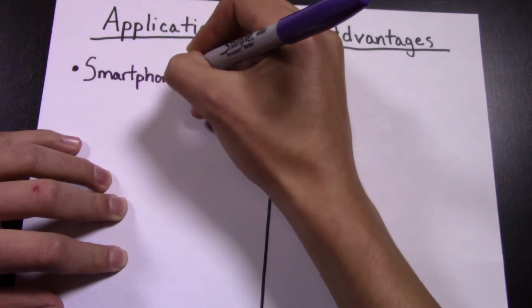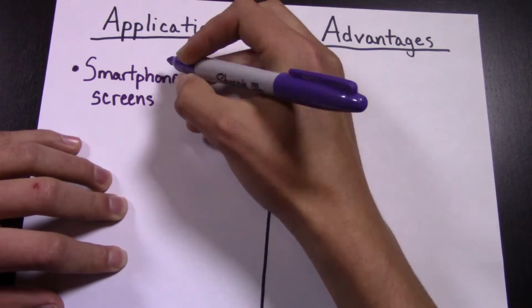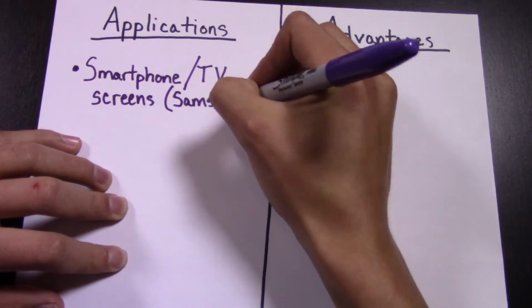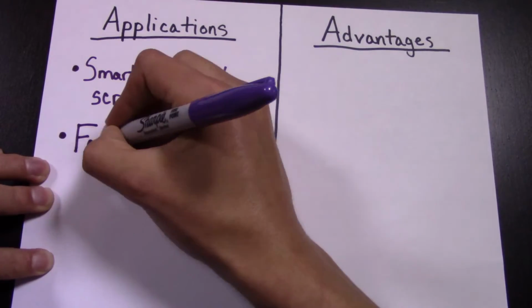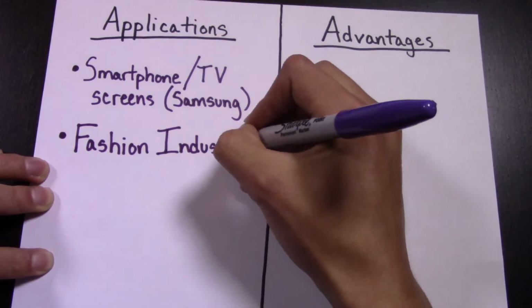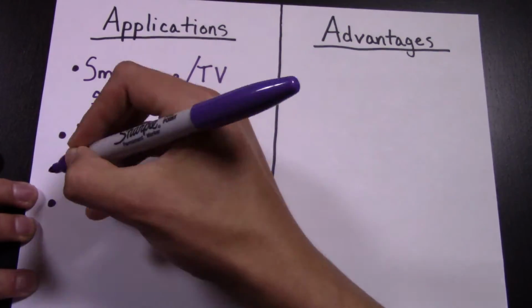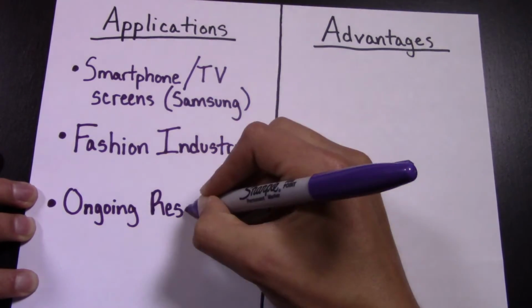OLEDs are used in many TV screens and smartphones, due in part to Samsung's position as an industry leader in OLED production. The fashion industry is also beginning to integrate them into wearable electronic devices, and there's plenty of ongoing research into flexible electronics. For example, as of spring 2017, Google has begun investing $800 million into flexible screen technologies for use in future smartphones.